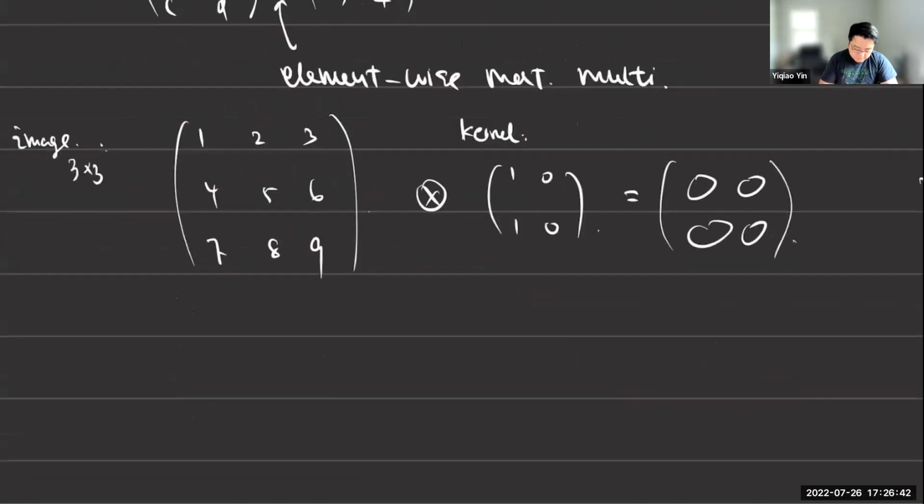First thing, let's keep it simple, right? First thing, which is the first number, we're talking about this number here. So it's going to be what? 1, 2, 4, 5 multiplied by 1, 0, 1, 0.